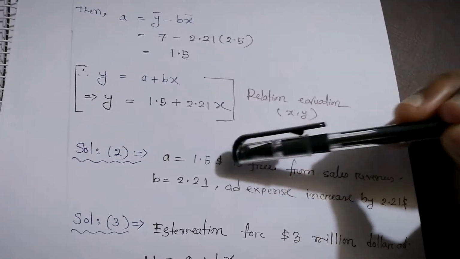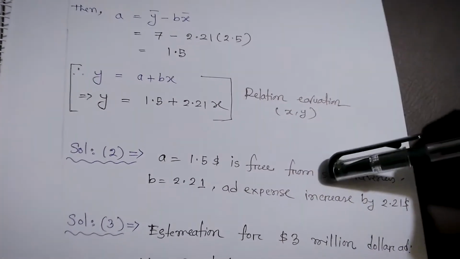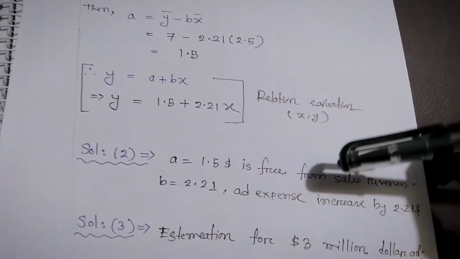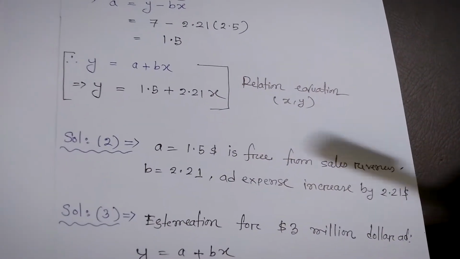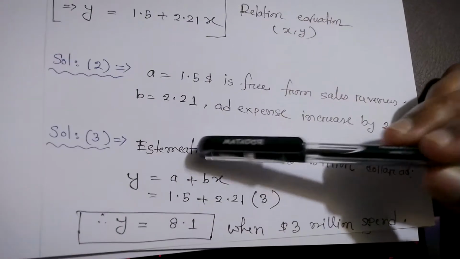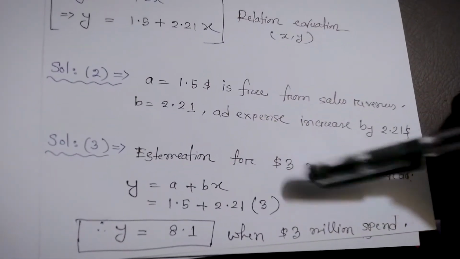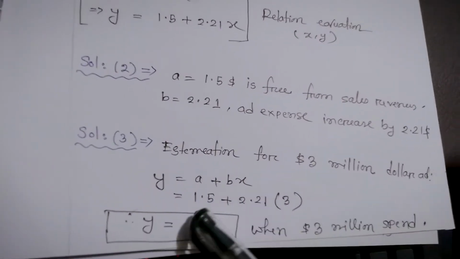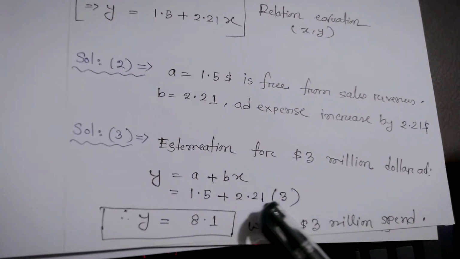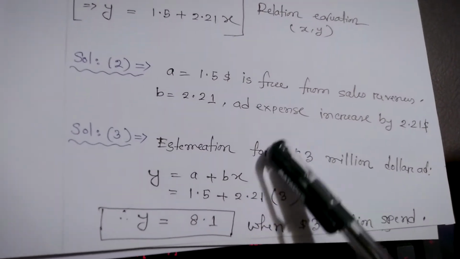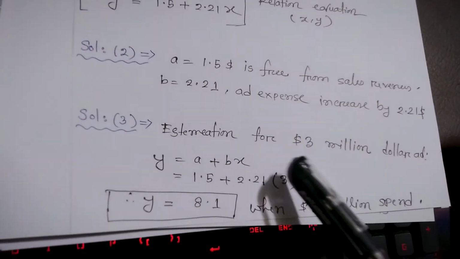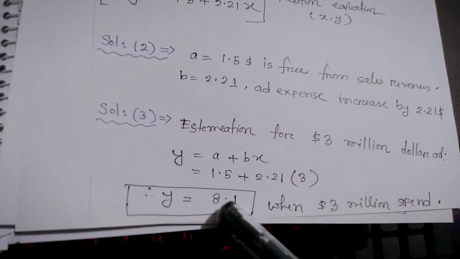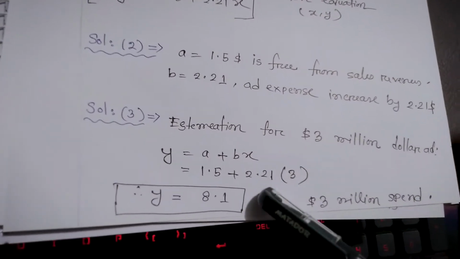A is $1.5 million, which is the sales revenue with no ad spending, because this is the constant. And for every unit the ad expense increases, sales increase by 2.21. So y equals a plus bx. A is 1.5, b is 2.21, and 3 is your x variable. If you are given x, what would be the y? It is 8.1. So if you spend 3 million, you would get a sales revenue of $8.1 million.